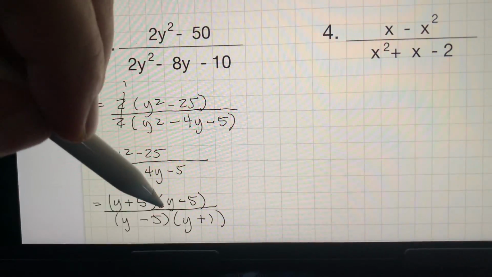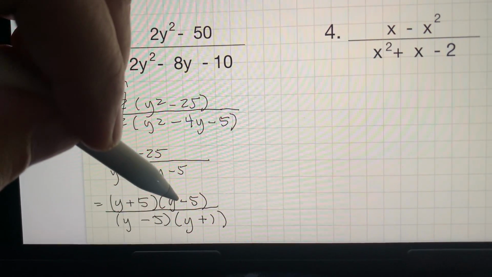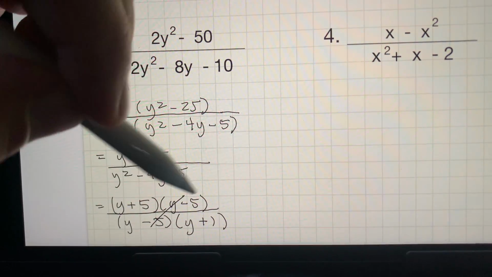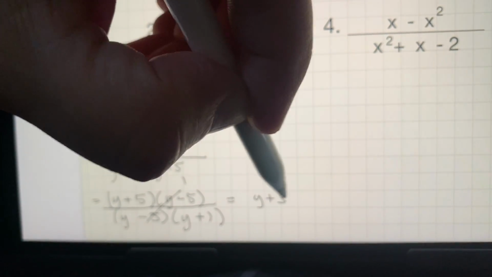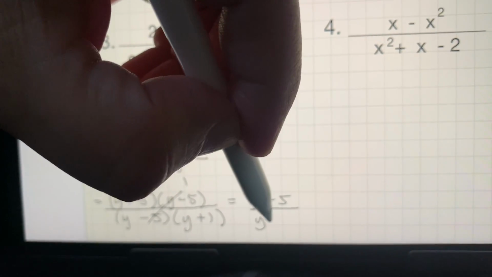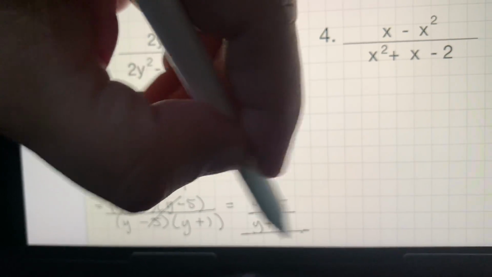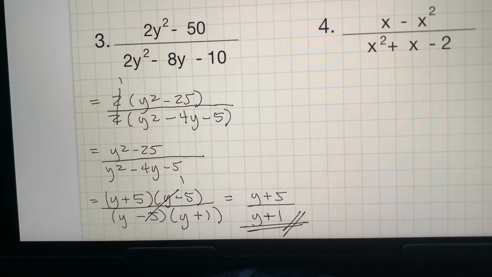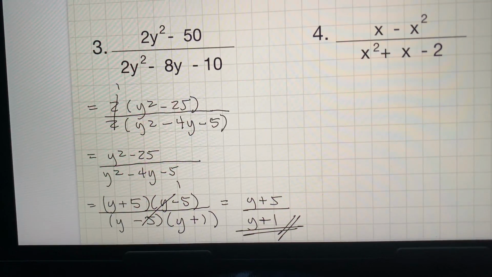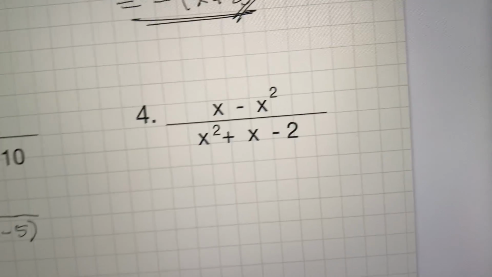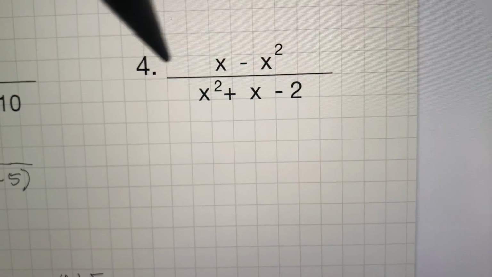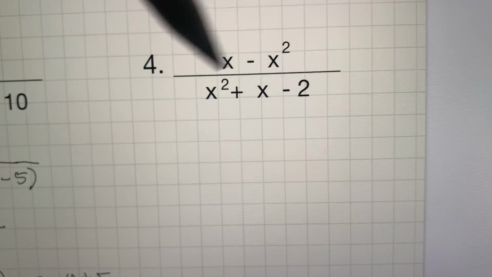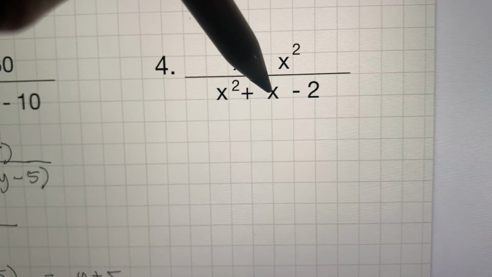So now we have y minus 5 over y minus 5. That becomes 1. So the final answer would be y plus 5 over y plus 1. Okay? Now let's move on to the next equation. The next equation is x minus x squared over x squared plus x minus 2.